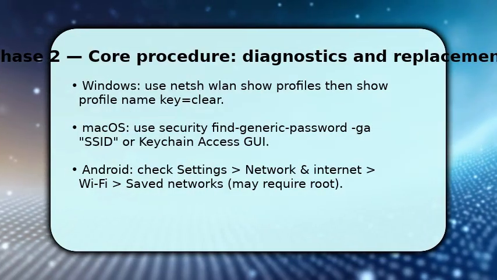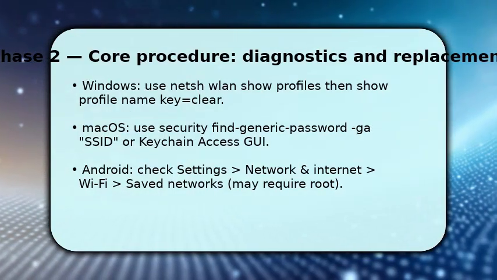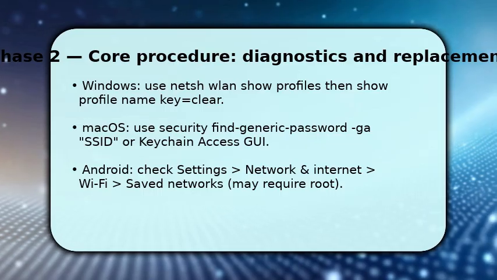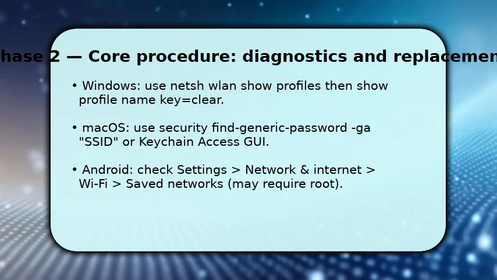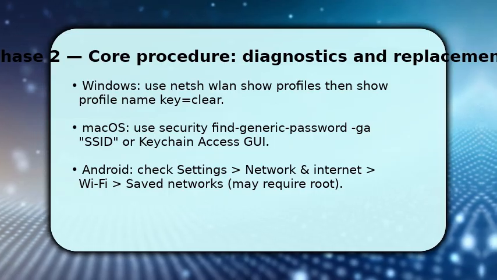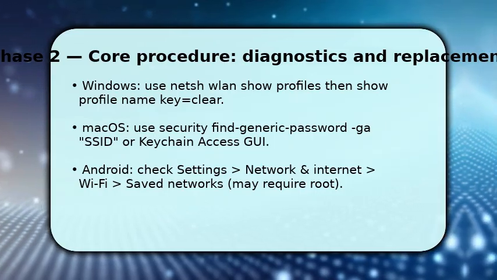Now you execute the reveal. On Windows, run netsh wlan show profiles. Then run netsh wlan show profile name=SSID key=clear. The Key Content line shows the password.